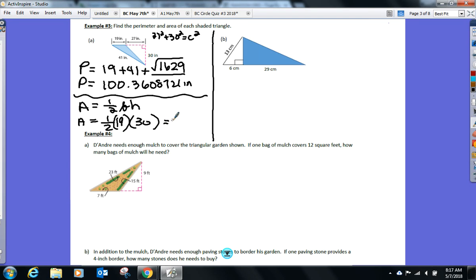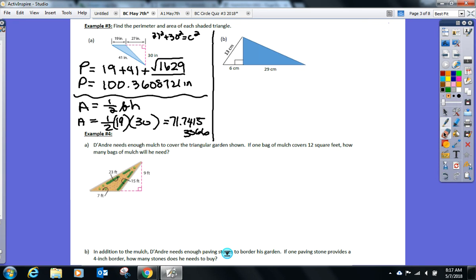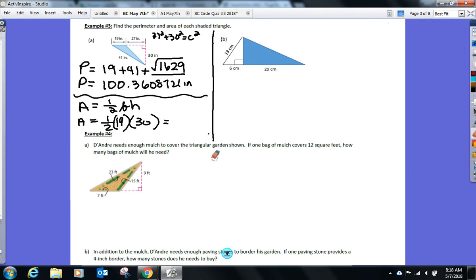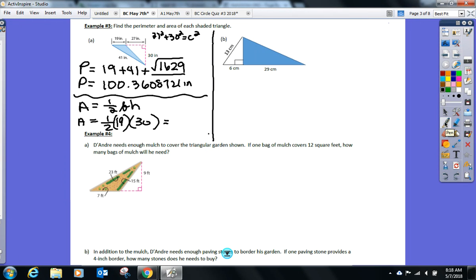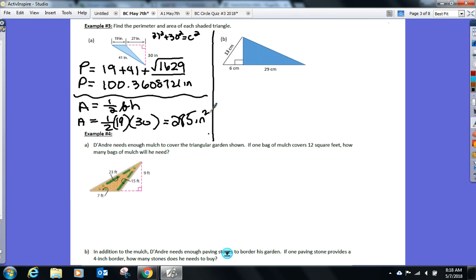And what are we looking at? 71.7415, running out of room. 3566. Nope, that's the next problem. Not even close. Anybody gonna stop me there? Again, I probably could have just wrote chair and you guys would have wrote it down. How about I look at this one and not the next problem? 285 square inches. How about that one?